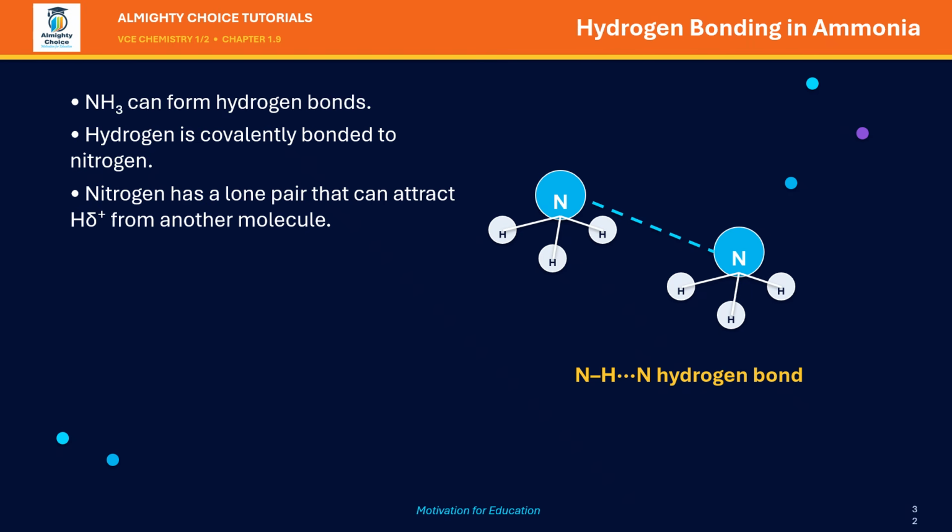Ammonia can also form hydrogen bonds. In NH3, hydrogen is covalently bonded to nitrogen and nitrogen has a lone pair. This allows one ammonia molecule to attract another through an N-H...N interaction. An exam diagram shows the hydrogen bond as a dotted line between hydrogen delta positive and the lone pair on the nitrogen.